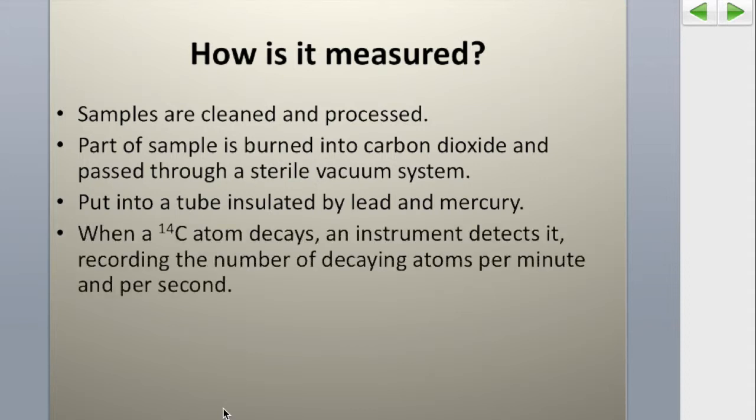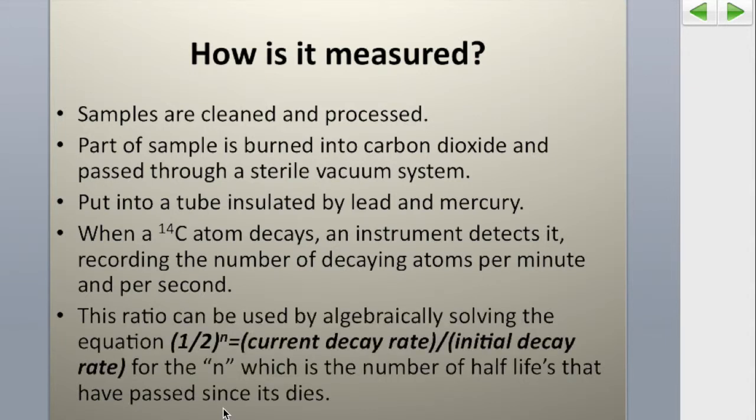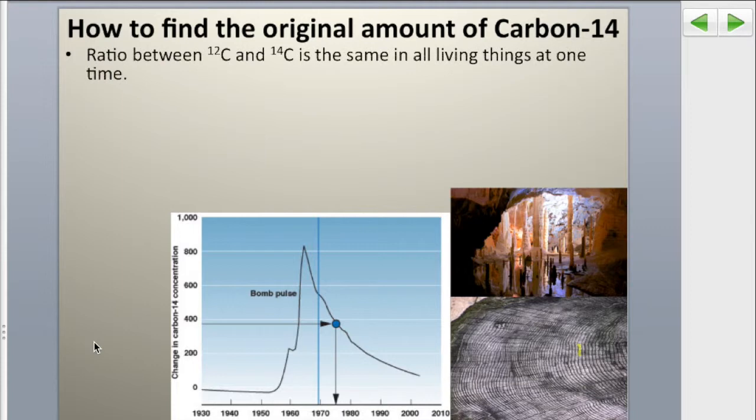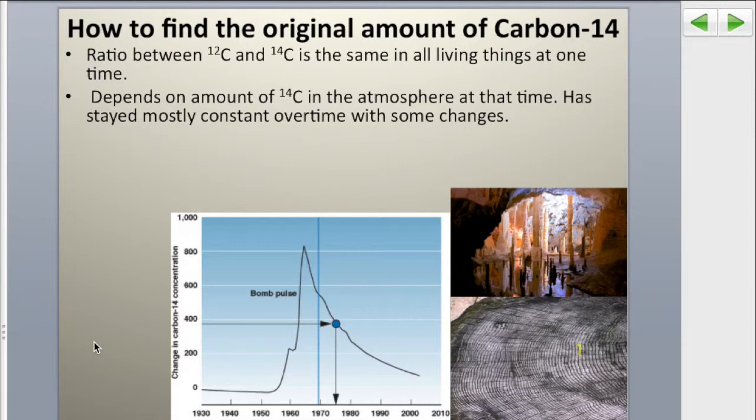This ratio can be used by algebraically solving the bolded equation for the number of half-lives that have passed since its death, n. Knowing the half-life, we can then use the number of half-lives that occurred to tell us how many years have passed since their death. The ratio between carbon-12 and carbon-14 is the same in all living things. It depends on the amount of carbon-14 in the atmosphere at that time.